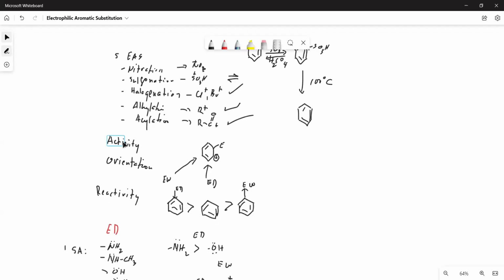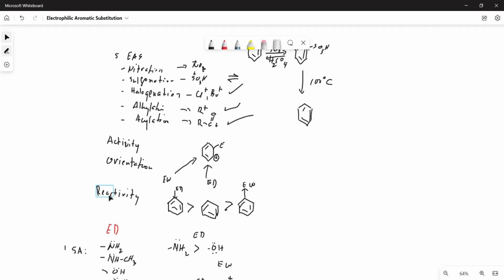Now, if you are talking about electrophilic aromatic substitution, we look at the activity. We say activity, how reactive is the benzene ring, and the orientation of the electrophiles. If there are more than one electrophile that will be attached to the benzene ring, after the first electrophile is attached, will the second electrophile be at the ortho, meta, or para position? So that's the question. It will depend on the first substituent attached. Is the substituent electron donating or is it electron withdrawing?